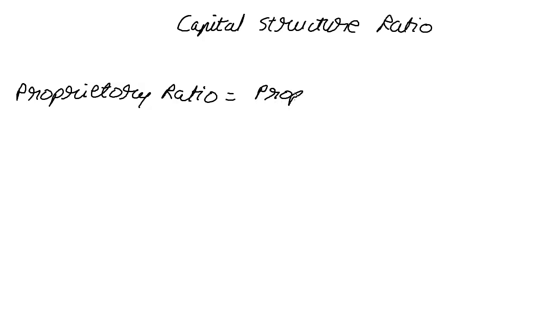Hi, we're going to quickly go over the main capital structure ratios. Okay, so the first one under that is what we call the proprietary ratio, which is equal to proprietors funds upon total assets.